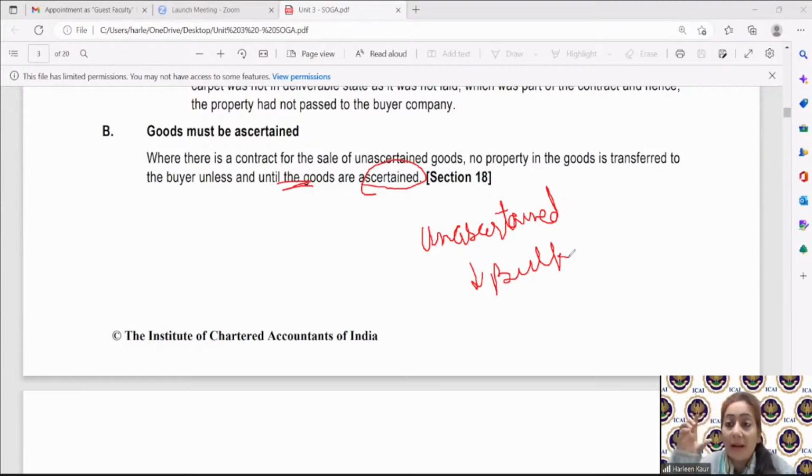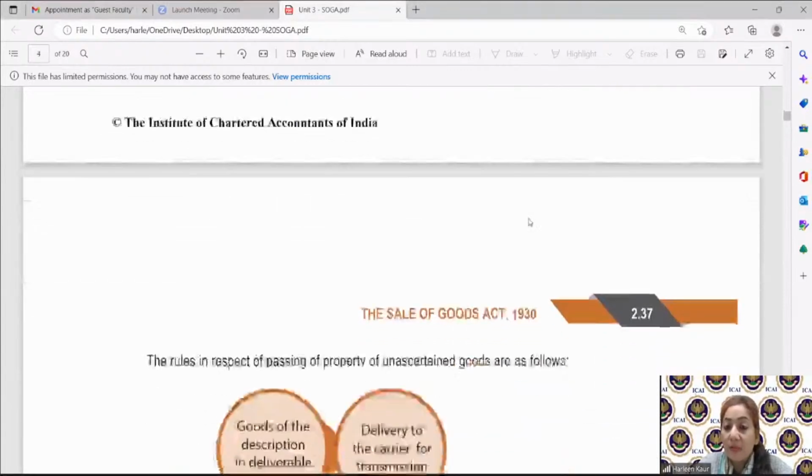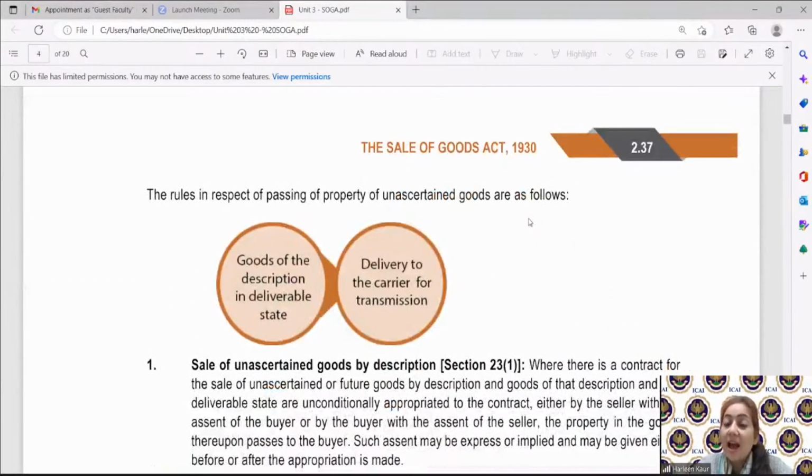Now I picked up 1 packet of salt, I packed it, I weighed it, I measured it, I told you the price, I gave the goods to you, you paid me the price. The moment I packed and picked them, they become ascertained. And once they have become ascertained and you are ready to pay the price for that, property in the goods gets transferred. This is how it happens. When you go to a shop, you tell the shopkeeper this is what we want, and he finds it, picks it up and packs it for you. Unascertained goods become ascertained and the property in the goods is said to transfer.